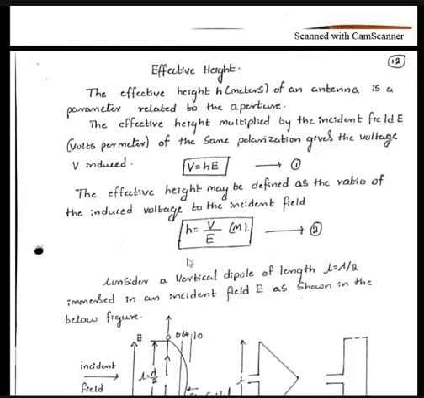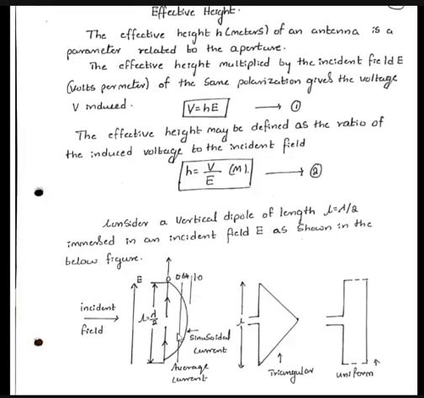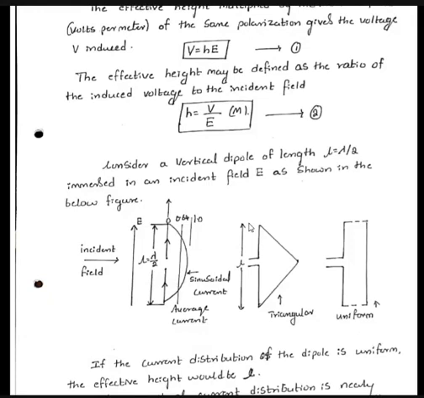Now if we consider the vertical dipole of length L equal to lambda by 2, immersed in the incident field capital E as you can see in the figure, then if the current distribution of the dipole is uniform, the effective height is equal to small l.